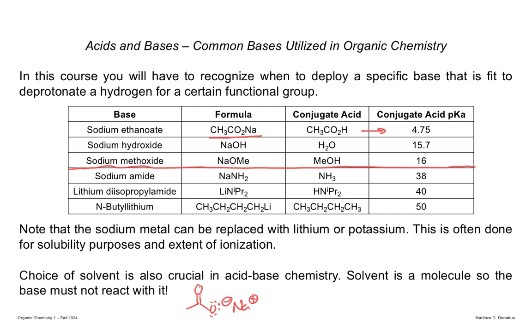So the next is sodium hydroxide. That's derived from water. And that should be 14, sorry. And then if we take methanol, we deprotonate it, we form sodium methoxide, and that conjugate acid of methanol is 16. So a question is, how do we even form sodium methoxide?